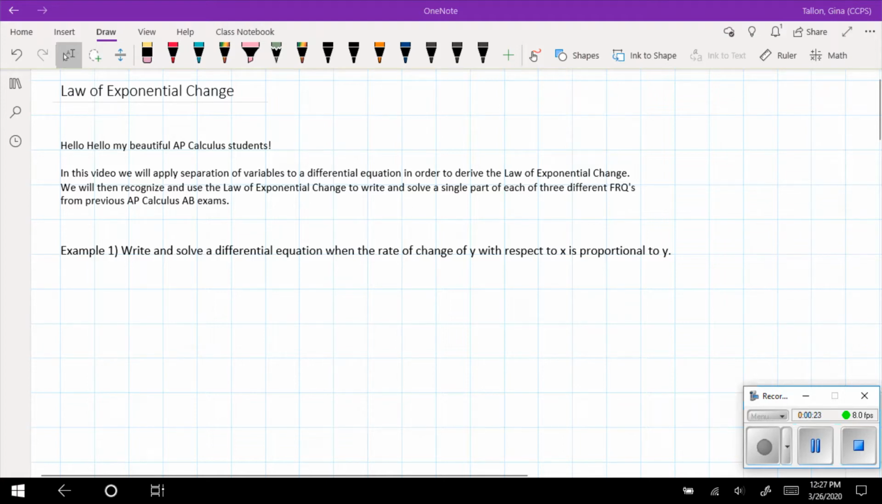Example 1. Write and solve a differential equation when the rate of change of y with respect to x is proportional to y. So I want a differential equation. A differential equation is nothing more than an equation that has a derivative in it. And I'm looking at the wording of this question here, and I see something in here that indicates a derivative to me. When I think of derivative, I think of slope. When I think of slope, I think of what phrase? I hope you have it here, rate of change.